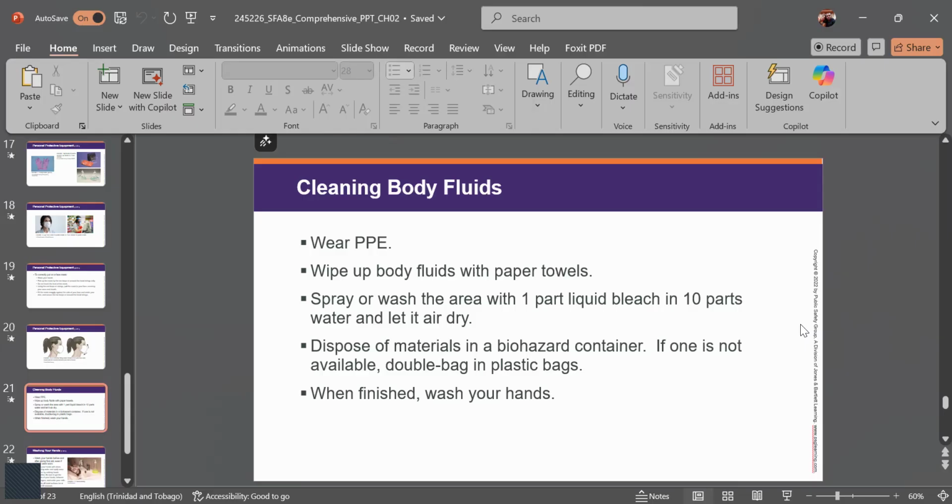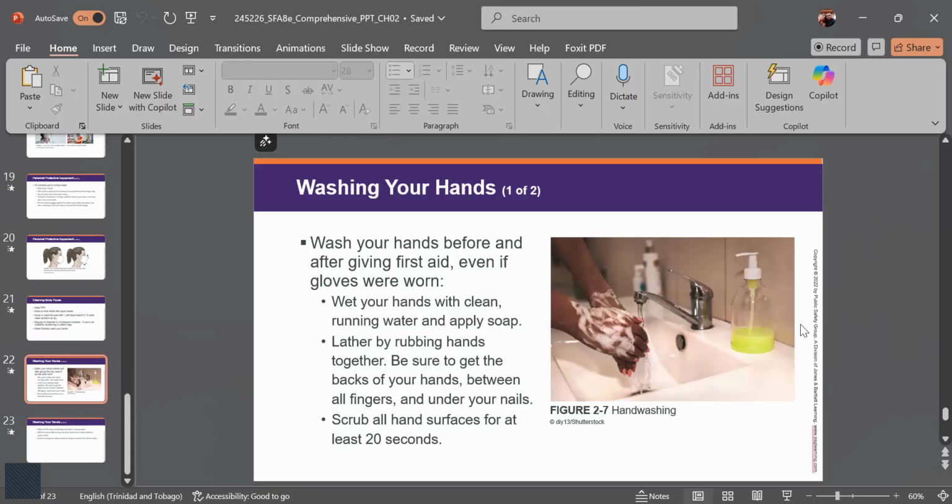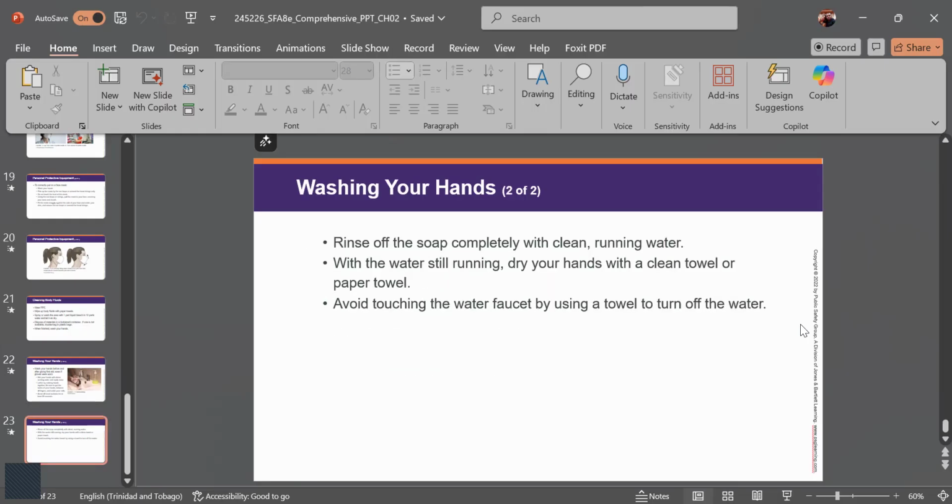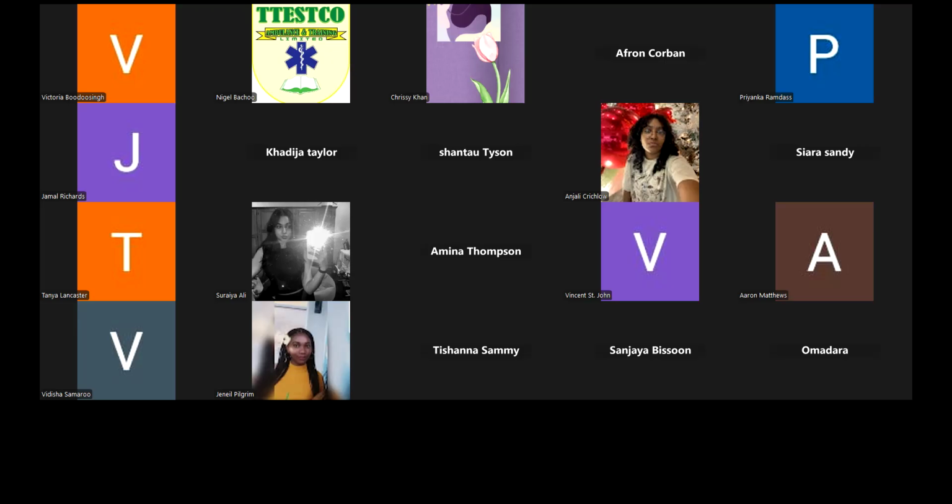Of course, when you finish, you make sure you wash your hands with soap and water. Again, I am not going to go through the process to wash hands. We've all learned these things during this entire pandemic that happened a couple of years ago. So that's it for that one.